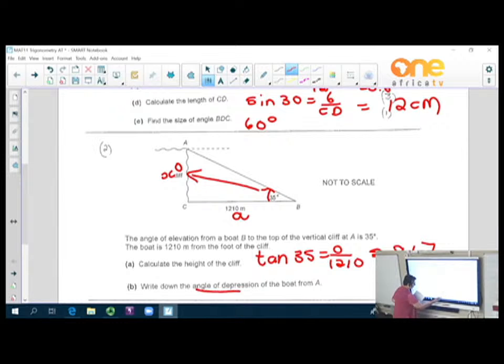Then the angle of depression. What is the angle of depression? This is this angle, eye level downwards. And now these two are alternating. So very easy. The answer is just 35 degrees.